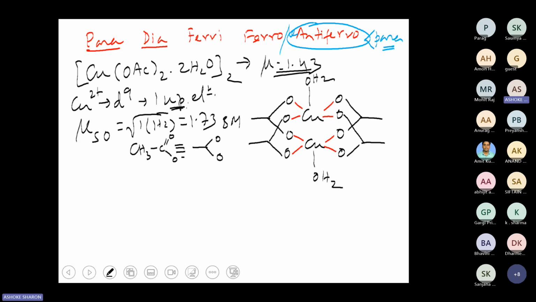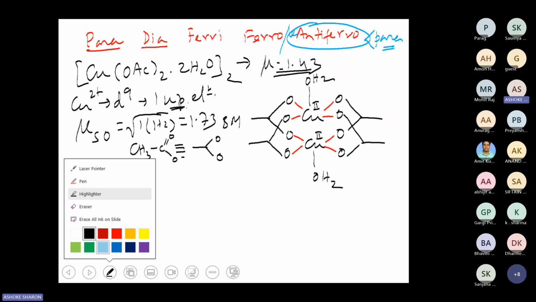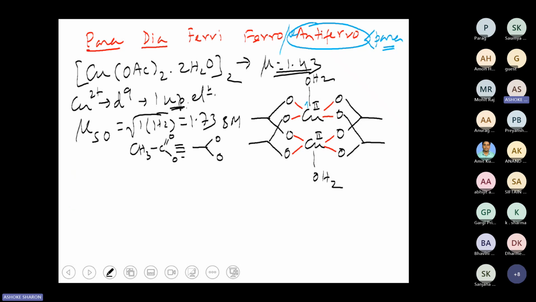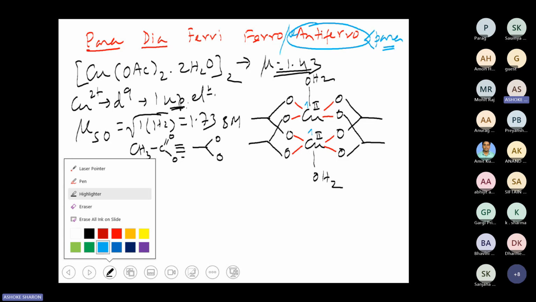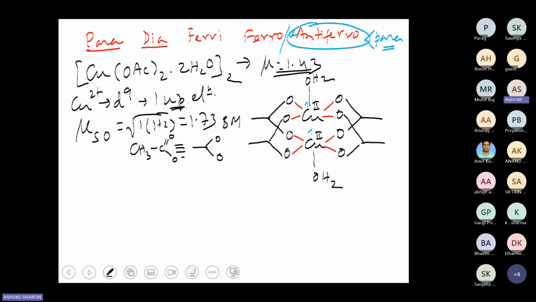Okay. So here, after the analysis, it has been observed that it has one unpaired electron here, because this is a copper 2 system. So one unpaired electron is there on each of the copper ions. Now, when they are connected by this bridging, the electron over the top copper atom can come in this way and reach here. Similarly, this electron in this way can reach here.